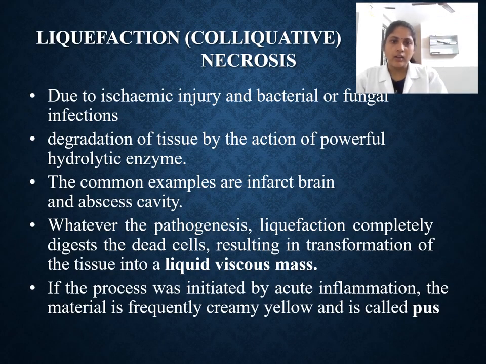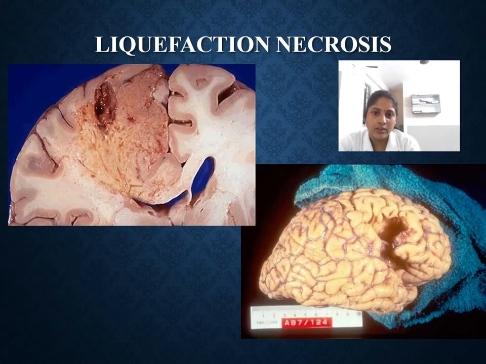Liquefaction necrosis occurs due to ischemic injury and bacterial or fungal infections. There is degradation of tissue by the action of powerful hydrolytic enzymes. The common examples are infarct of brain and the abscess cavity. Whatever the pathogenesis, liquefaction completely digests the dead cells, resulting in transformation of the tissue into a liquid viscous mass. If the process was initiated by acute inflammation, the material is frequently creamy yellow and is often called pus. This is the gross image which shows the liquefaction necrosis of the brain.